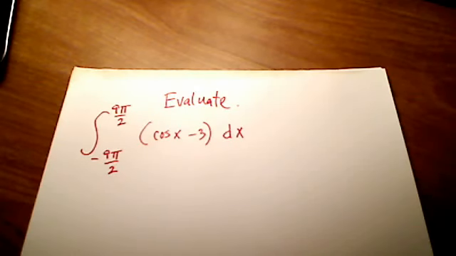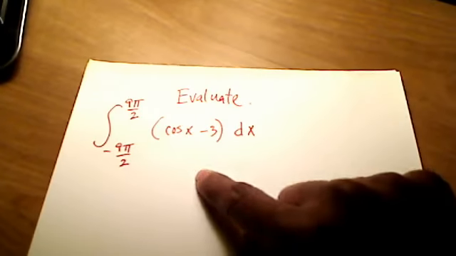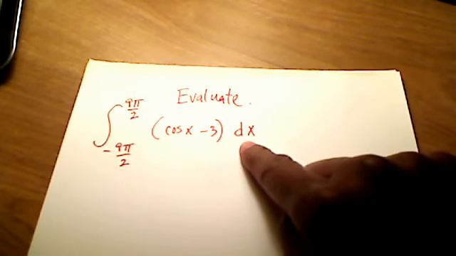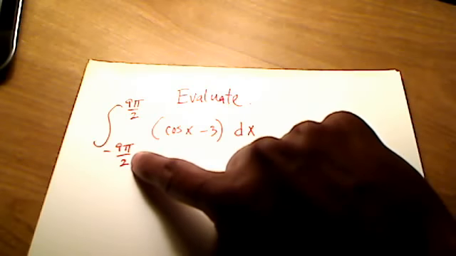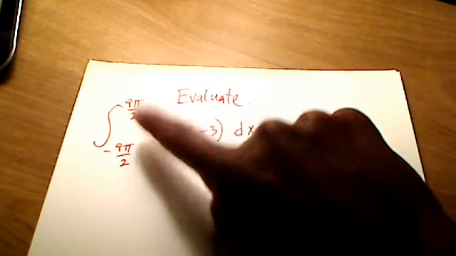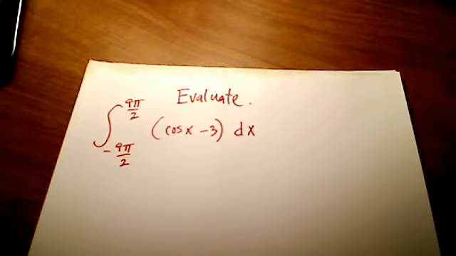Okay, in this problem here we are going to evaluate this integral of cosine x minus 3 dx, and the lower limit is going to be negative 9 pi over 2 and the upper is positive 9 pi over 2. So we're going to need a little bit of trig and knowing what the cosine or sine of a trig function is. We'll get to that a little bit later.